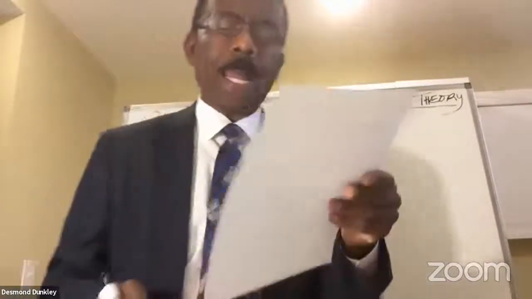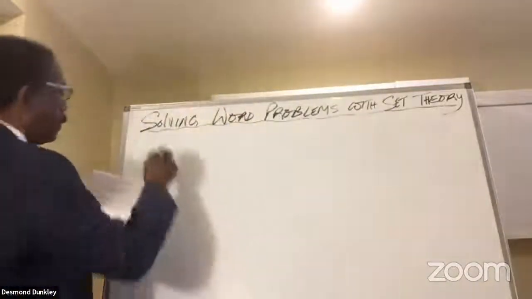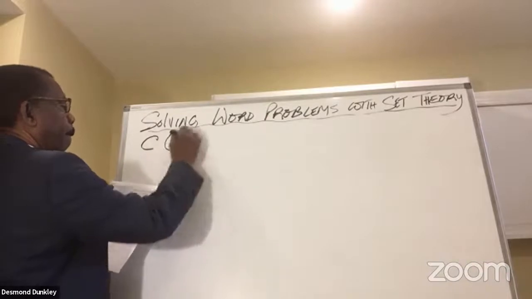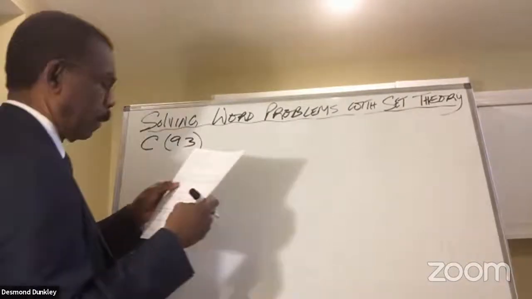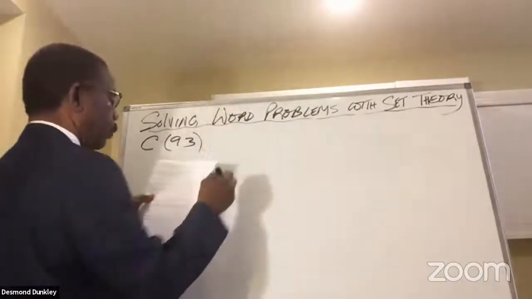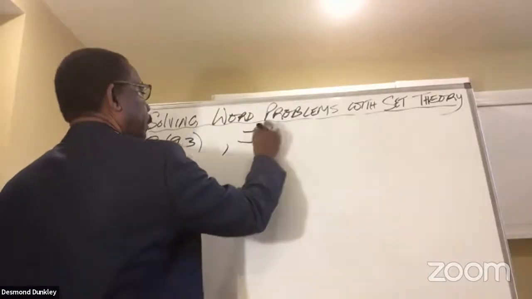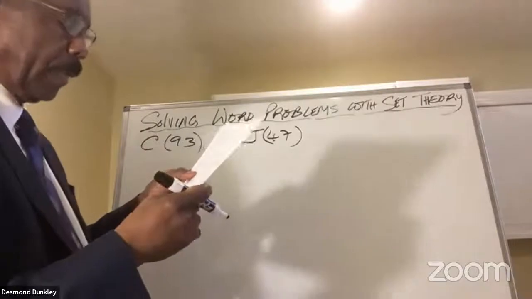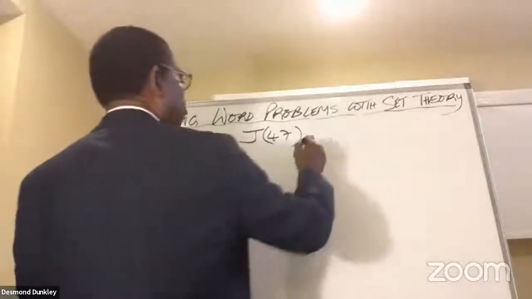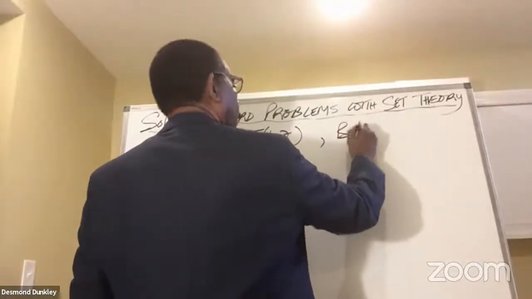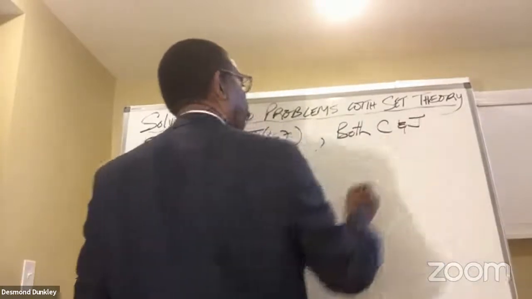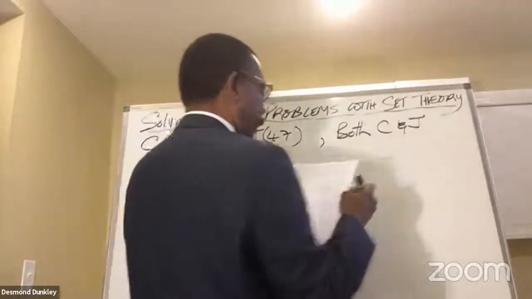So this one, at a breakfast buffet, 93 people chose coffee. Coffee, 93. 47 people chose juice. Juice, 47. And 25 people chose both coffee and juice. Both C and J, we had 25.